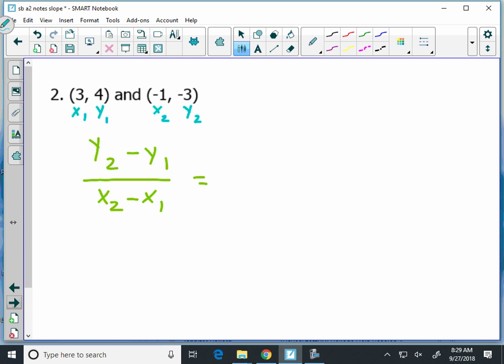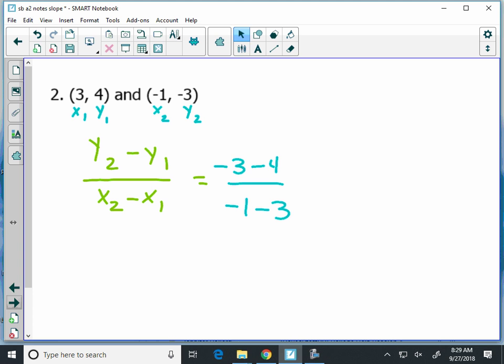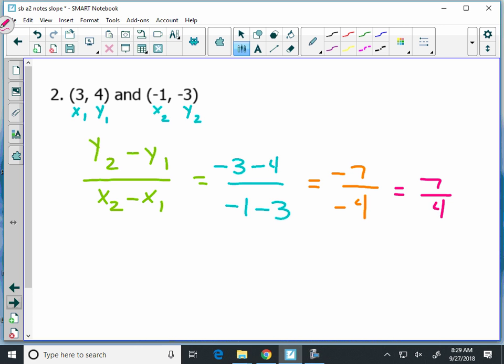James, what's that top going to look like? Okay. Over what's the bottom going to look like, Logan? x2 minus x1. Good. Clean it up some more. What is negative 3 minus 4? Negative 7. And what's negative 1 minus 3? Negative 4. Does 7 over 4 simplify? No. But what's a negative over a negative? Positive. So that just changes to 7 over 4. And we are done. Again, just leave it as a fraction. Don't write it as a decimal.